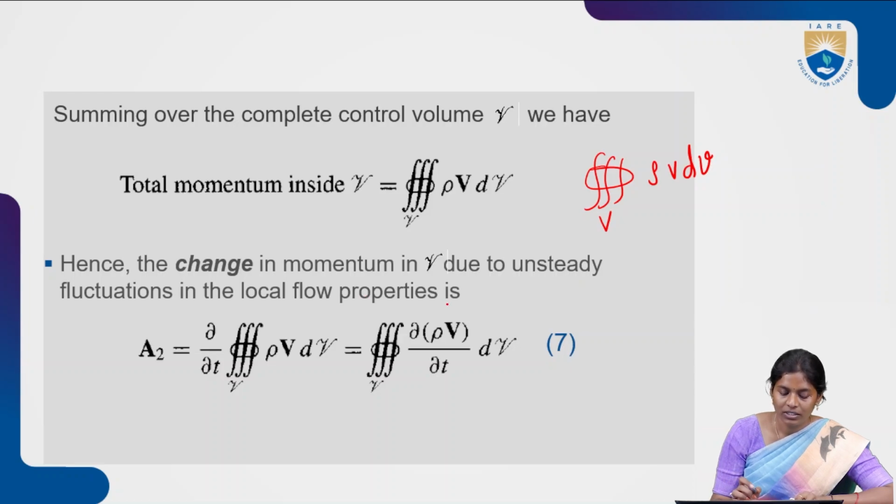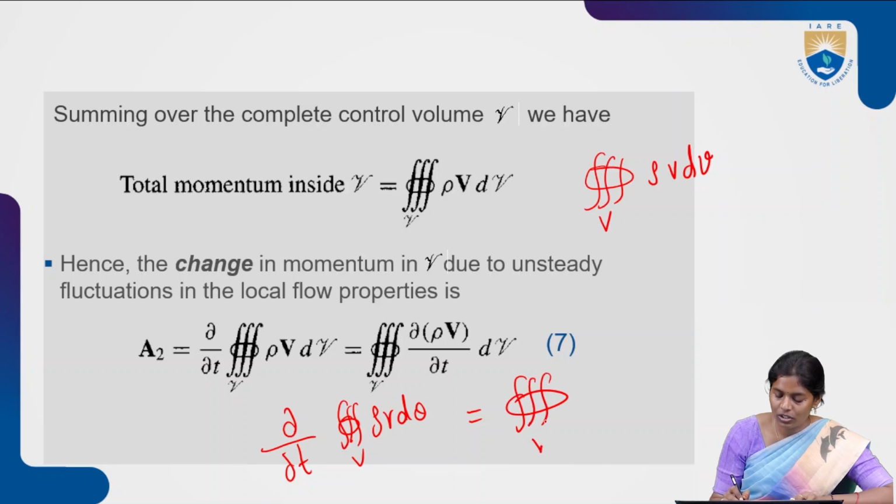This is only the total momentum inside. If you want to represent the change in momentum, it is dou by dou t, right? So dou by dou t of the volume integral of rho v dV. This again we can write as the volume integral of dou by dou t of rho v into dV. So this is the A2.